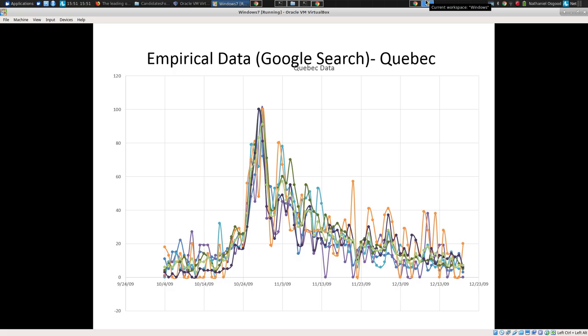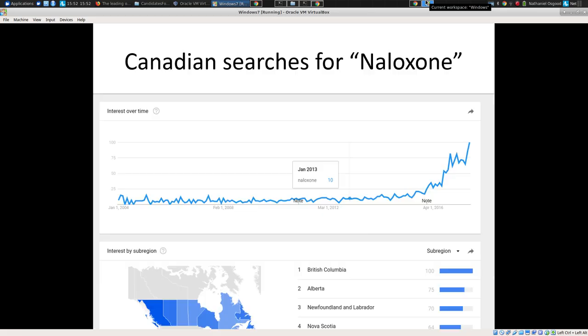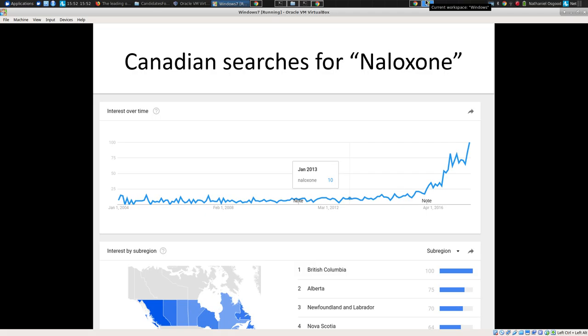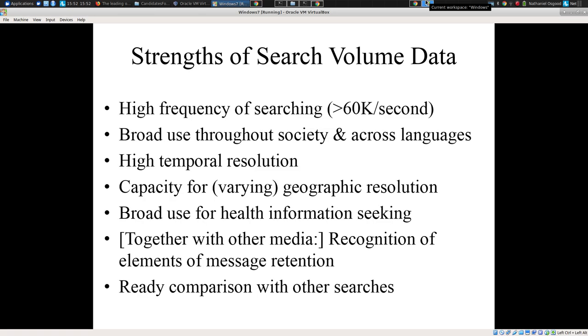This is from work done by Anahita, where she looked at a variety of search terms for Quebec during the H1N1 outbreak, the pandemic, and found quite a distinctive set of patterns accompany them, as they all reflected some underlying concerns shared. This is for naloxone, the antagonist for opioids.